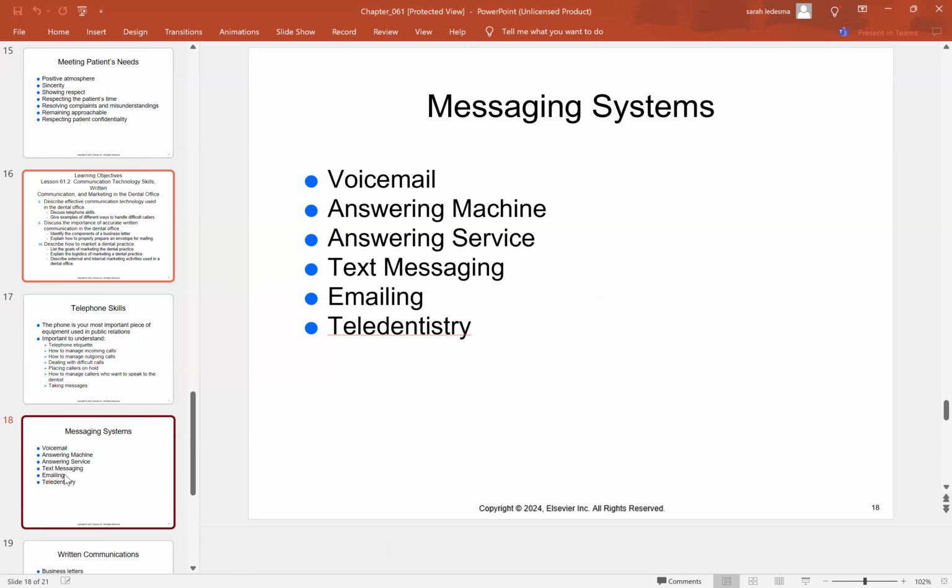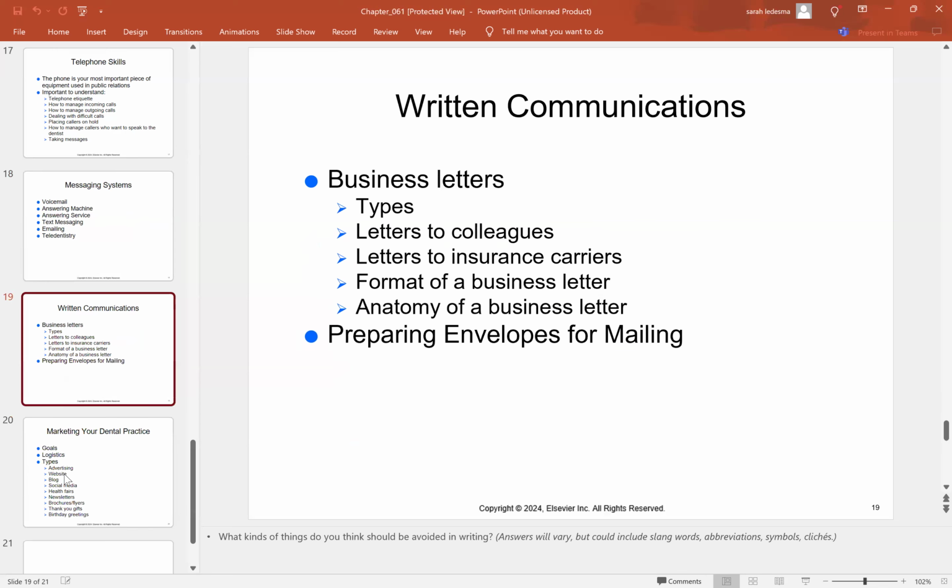Messaging systems could include your voicemail, the answering machine, an answering service, text messaging, email, and teledentistry. Written communications could look like business letters. These are letters to colleagues, letters to insurance carriers, format of a business letter, anatomy of a business letter, and preparing envelopes for mailing.